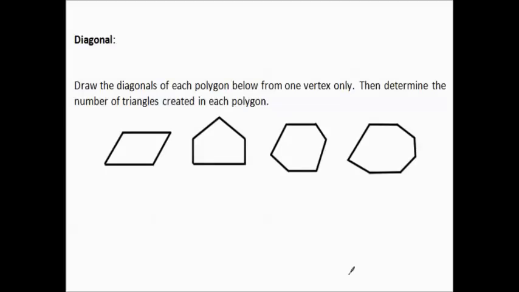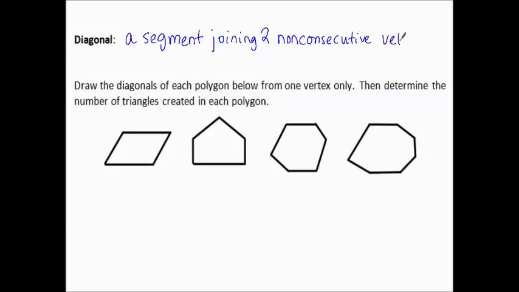Now we begin to focus on the angle measures in polygons. Let's begin with what a diagonal means, because we're going to use that to help us tell about angle measures. A diagonal is a segment joining two non-consecutive vertices of a polygon. What does non-consecutive mean? Well, consecutive means one right after the other, next to each other. Therefore, non-consecutive means not next to each other.